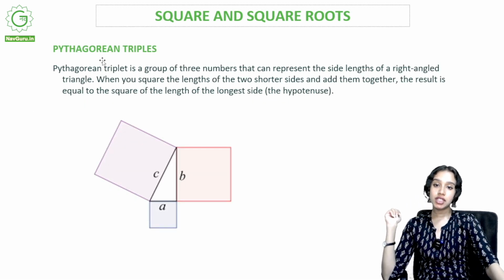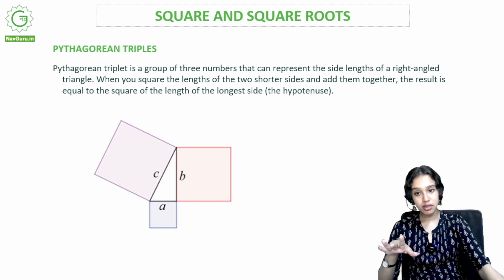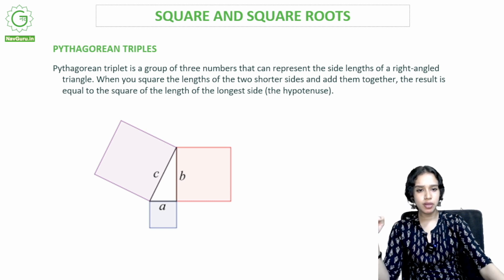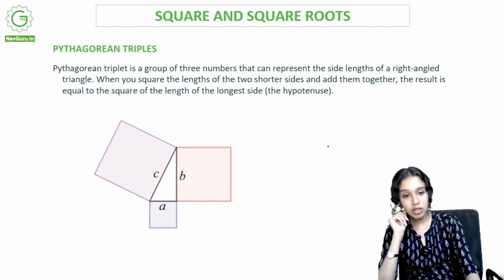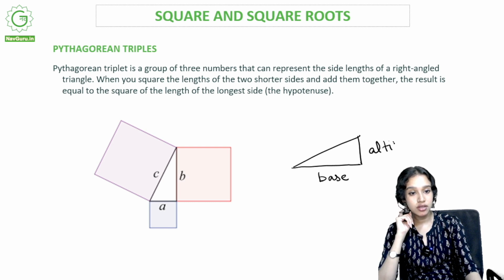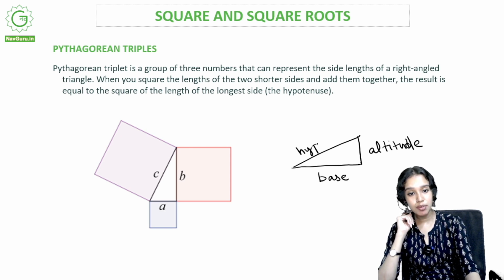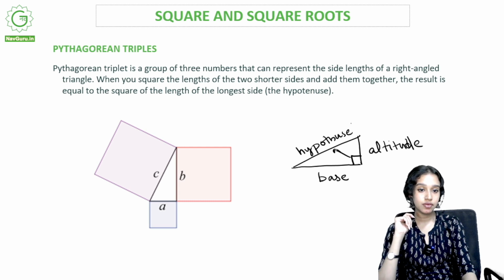Now, the Pythagorean triplets. We all know about the Pythagoras theorem. If we don't, it's a very basic, simple theorem considering a right triangle. In a right triangle, this is the base, this is the altitude or height, and this is called the hypotenuse. How do you find the hypotenuse? The hypotenuse is the side which is opposite to the 90 degree angle.